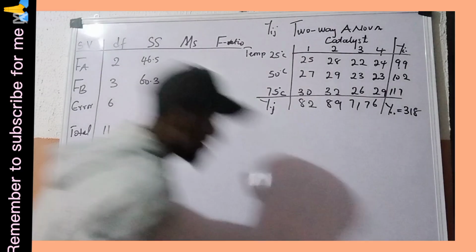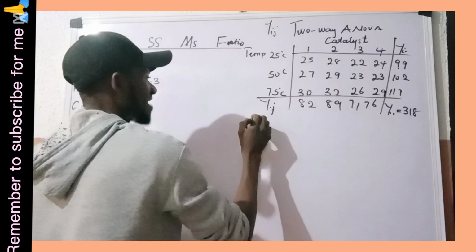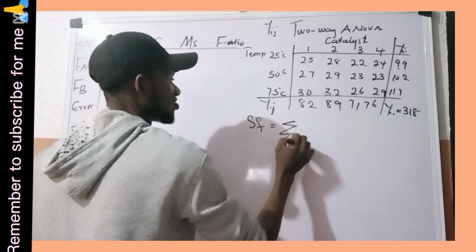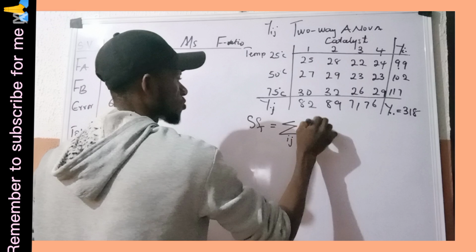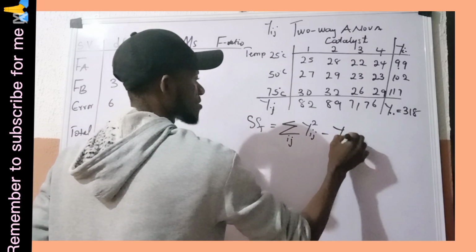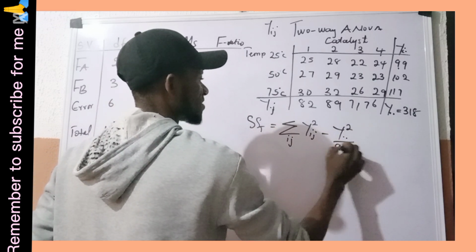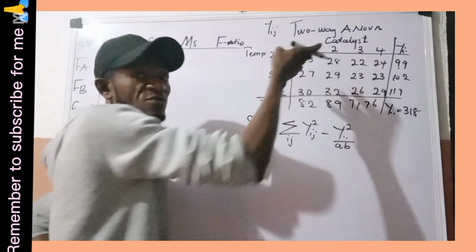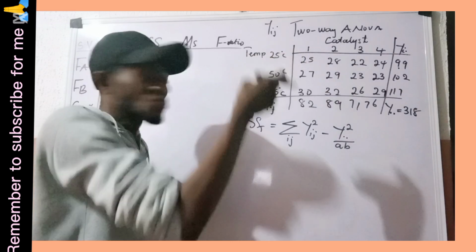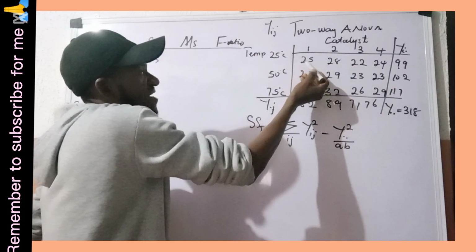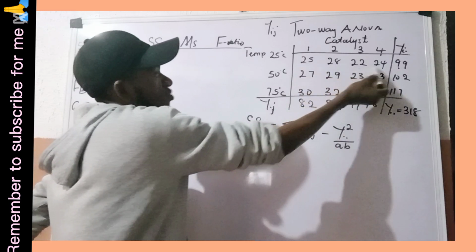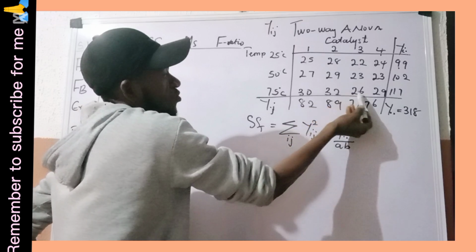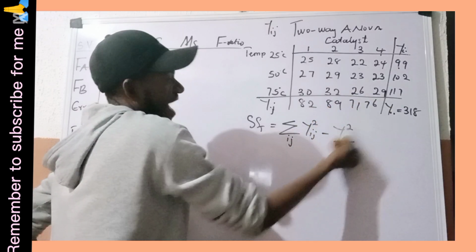So when you talk about SS of T, the formula is SS of T is equal to the sum over i, j of Yij all squared minus Y dot dot all squared all over AB. I will explain. This Yij stands for all these individual observations in the data set. So this time around, when I want to solve, I'll be making reference to 25, 28, 22, 24, 27, 29, 23, 23, 30, 32, 26, and 29 before I subtract this.